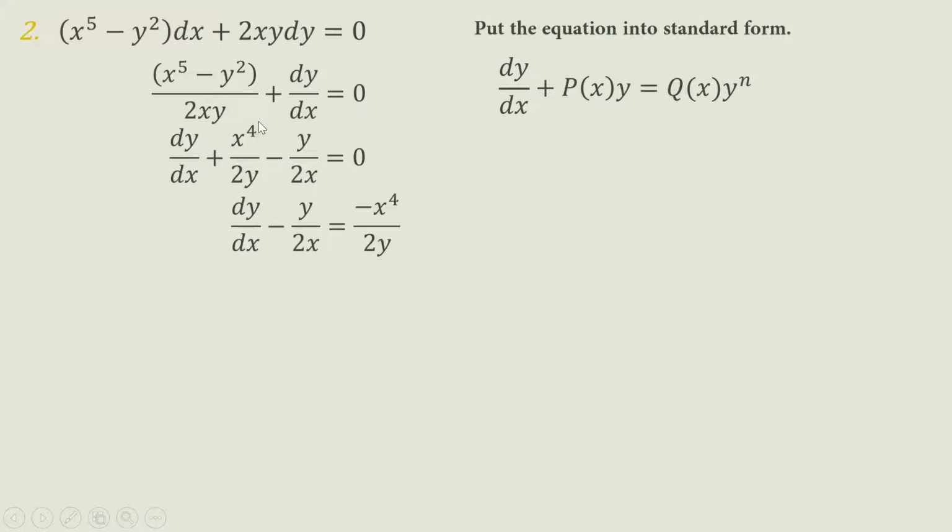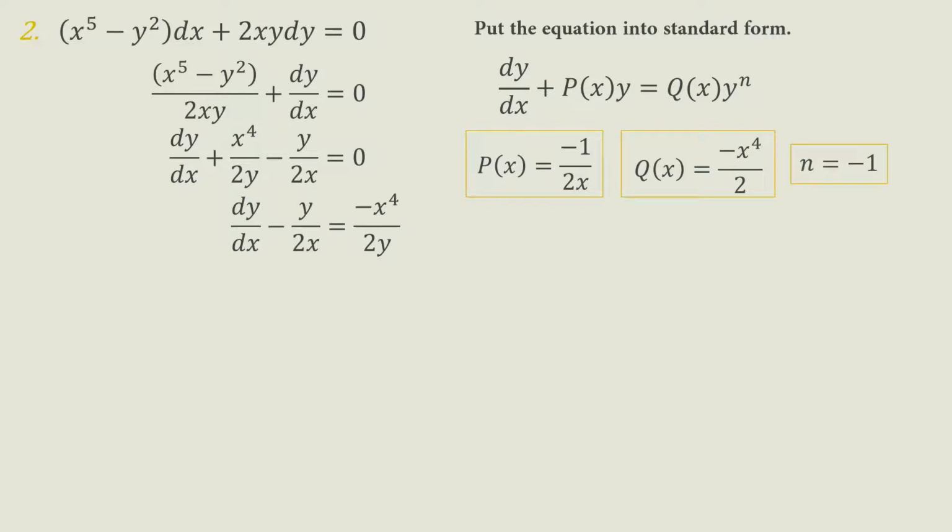Moving the term x to the power of 4 over 2y from left to right of our equation in order to identify the values of p of x and q of x. And so our p of x is negative 1 over 2x. Our q of x is negative x raised to 4 over 2. And then our n is negative 1 since our y variable together with the q of x is in the denominator. So that has the exponent of negative 1.